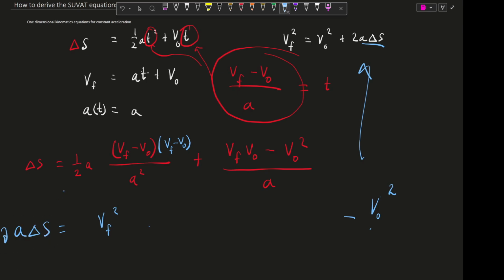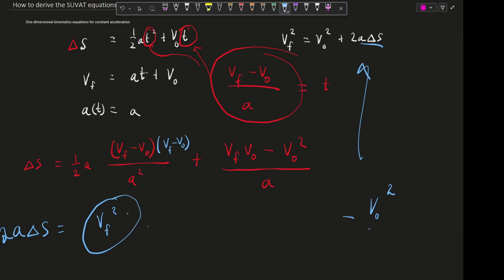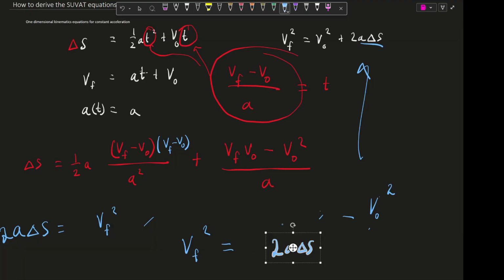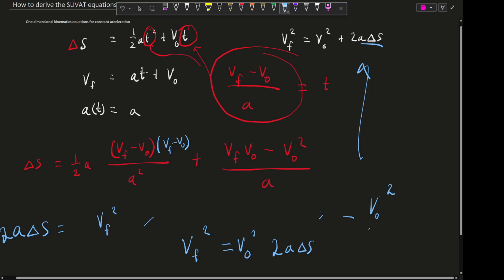So we've got 2a delta s equals vf squared minus v naught squared, or if I wanted to rearrange it, it's now one quick line of algebra to say vf squared equals 2a delta s, and then I just add this to the other side, plus v naught squared. Or rather, they choose to write it in the other order: v naught squared plus 2a delta s. That's where your other SUVAT equation comes from.